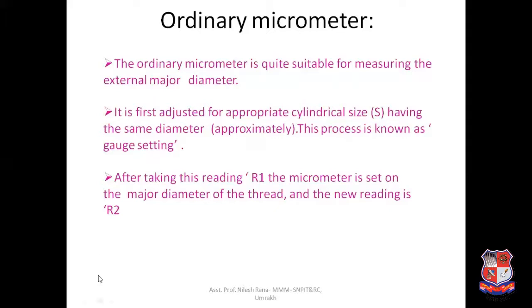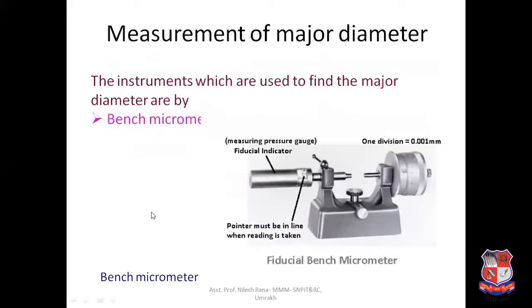So after taking this reading R1, the micrometer is set on the major diameter of the thread, and the new reading is R2. Here you can see one measurement instrument by which we can measure the major diameter. The instrument used to find the major diameter by the bench micrometer is called the fiducial bench micrometer. You can see the figure.